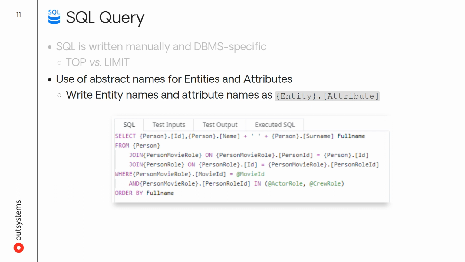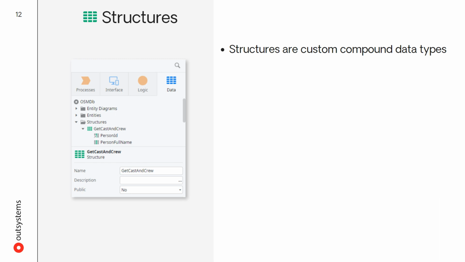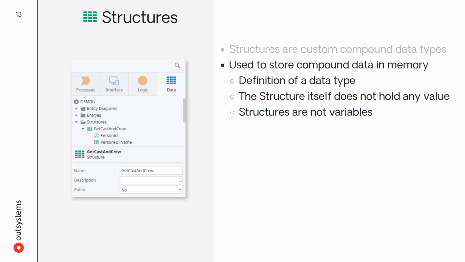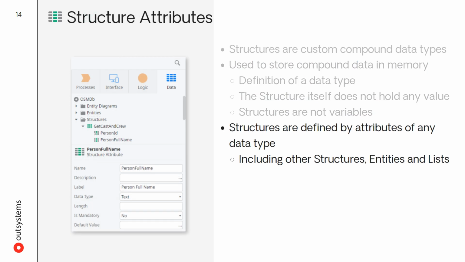Before we move on to the SQL tool outputs, let's talk about structures. Structures are somewhat similar to entities, in the sense that they are compound data types. However, they are simply a data type definition, they don't hold any value. Another important feature is that a structure is not a variable, but a variable can have its data type set to a structure. Since a structure is a compound data type, it is composed of multiple attributes. Each attribute has a data type, such as integer, text, entity, or even another structure.